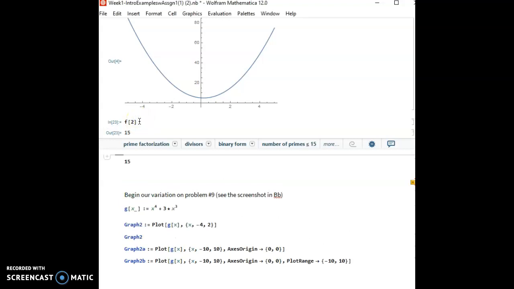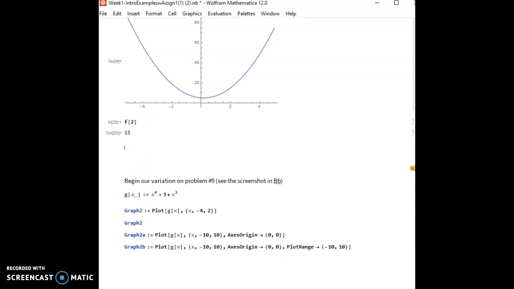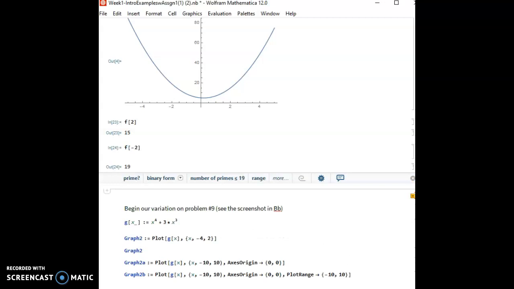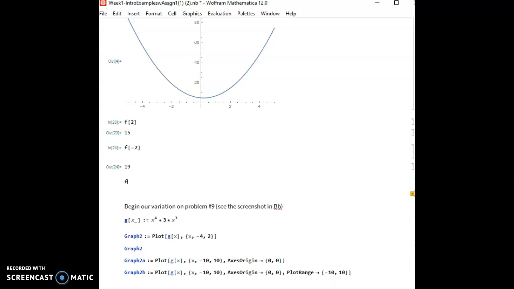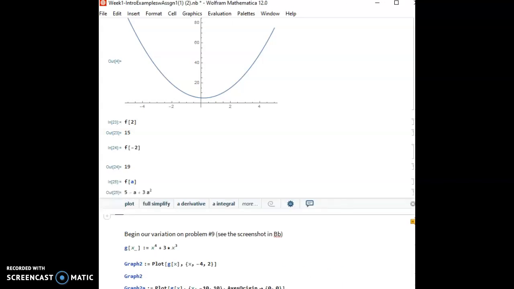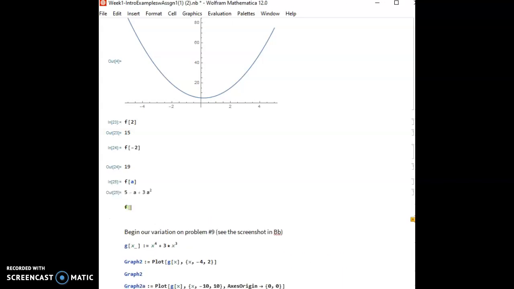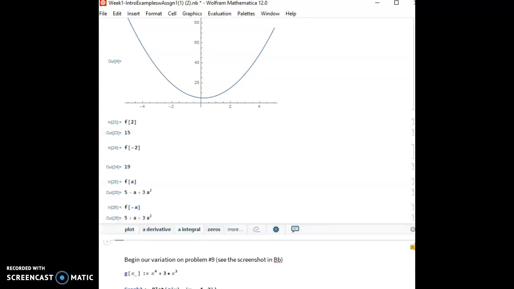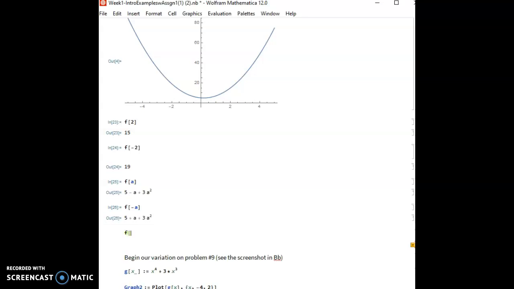So you'll see that we could type in the value of the function at -2, shift enter. It asked us to find the value of the function at a. It asked us to find the value of the function at -a. Notice it will nicely show you all those values.